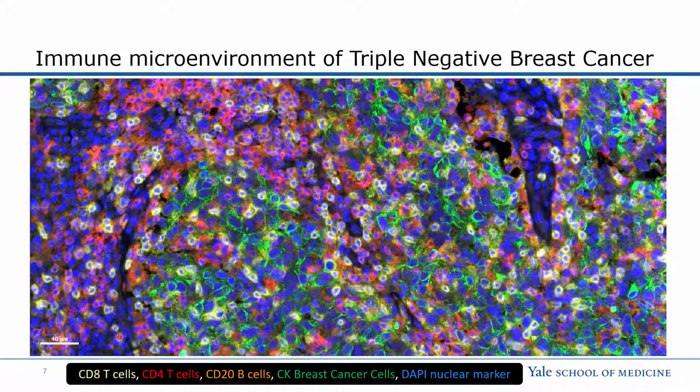So for example, our CD8 T cells are highlighted in yellow. CD4 helper T cells are highlighted in red. The CD20 B cells, a beautiful example here, are highlighted in orange. And our cancer cells, our breast cancer cells, which are tagged with pan-cytokeratin, are highlighted here in green. And then in blue, we use a marker called DAPI as a marker of all cell types, regardless of whether they are stained with an actual antigen.